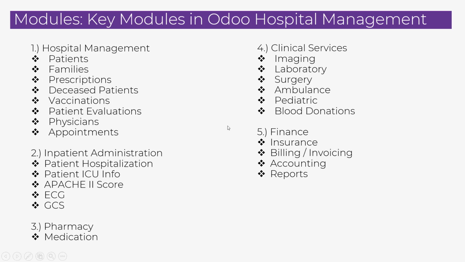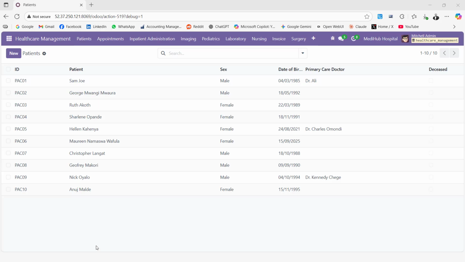There is a hospital management module. Then there is an inpatient administration module, there is a pharmacy module, then there is a clinical services module, then there is a finance module. Next, we are going to jump straight into the system.